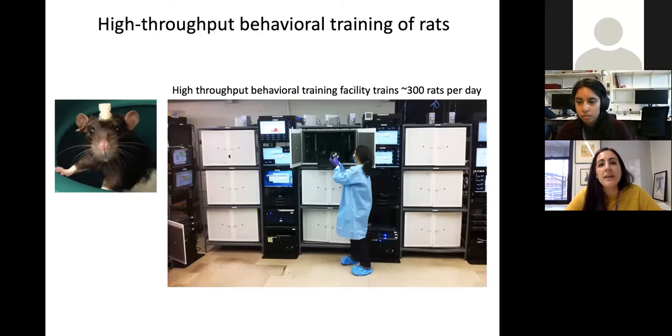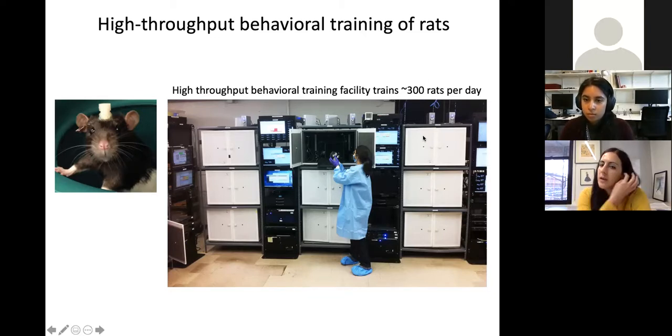So an advantage of rats and rodents in general is that they're small and they're cheap. And so we can train many of them in parallel. This is a picture of the high throughput behavioral facility in Carlos Brody's lab where I did my postdoc. We've since developed our own high throughput facility. Carlos's lab, when I was there, was training about 300 rats a day, and the training is all computerized and automated. So once you write the software that transitions the animal through the different shaping procedures, you basically put a rat in, and then a couple months later, you get a trained rat out.